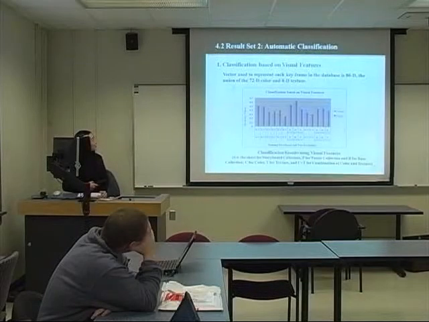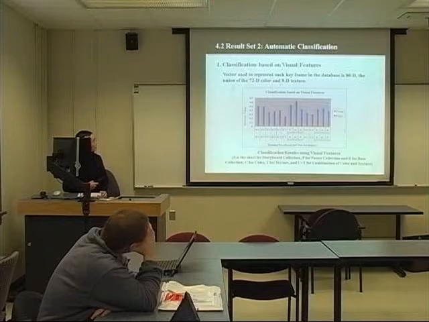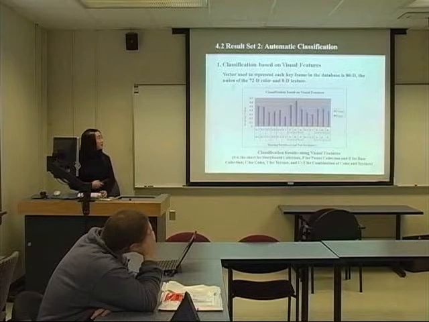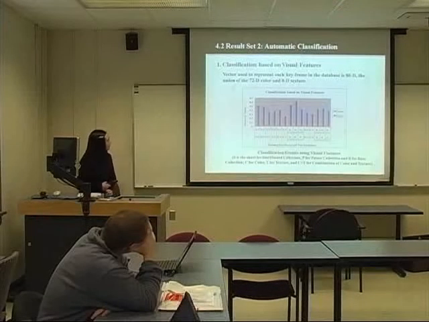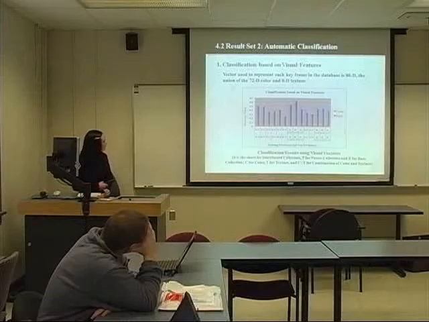And the result set for automatic classification contains three parts. Part one is classification based on visual features. Here, the vector used to represent each keyframe is 80 dimensions, the union of 72-dimension color and 8-dimension texture. From the figure, we can observe some basic facts.